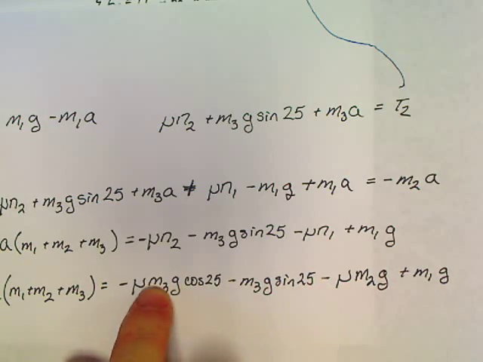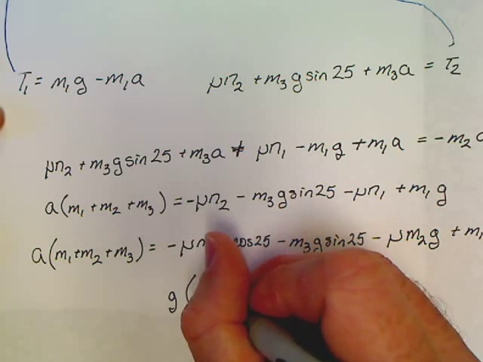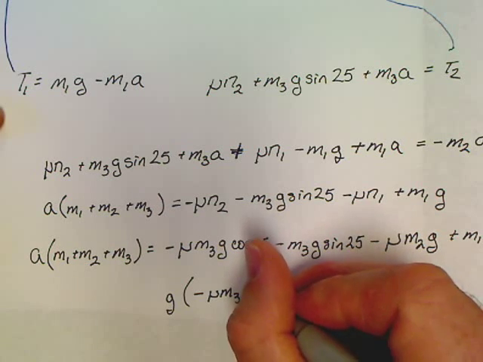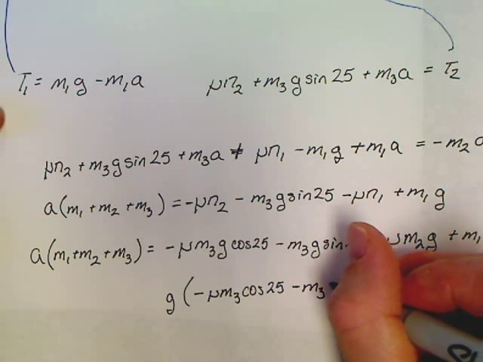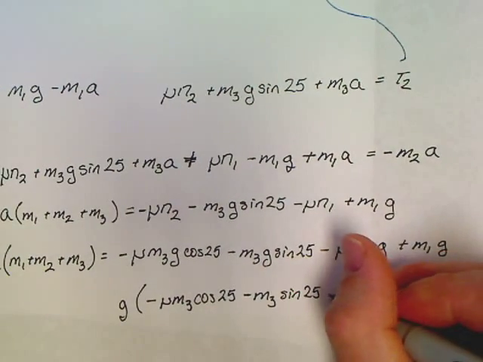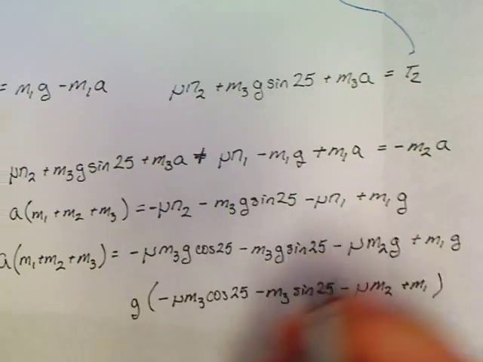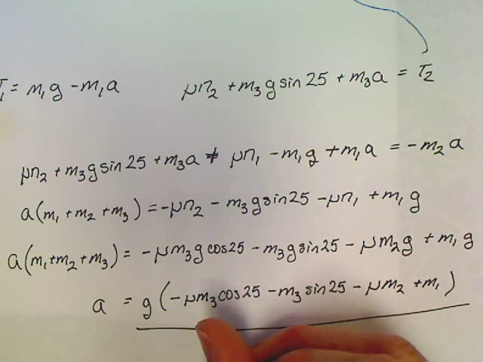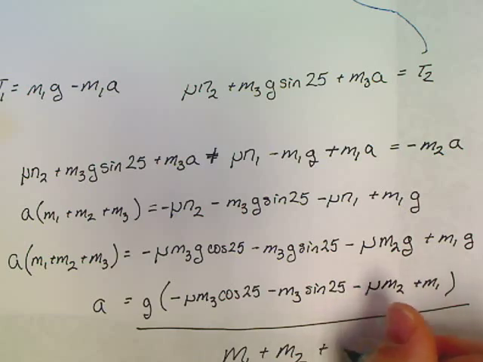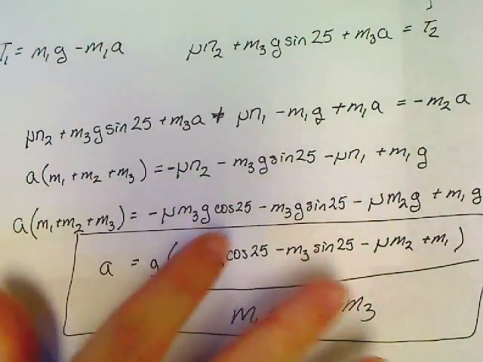You can actually factor G all the way out of this. And so our final answer can actually be G times negative mu M3 cosine 25 minus M3 sine 25 minus mu M2 plus M1 equals, and we'll divide everything by the sum of all those. Oh my goodness. I don't even want to look at it.